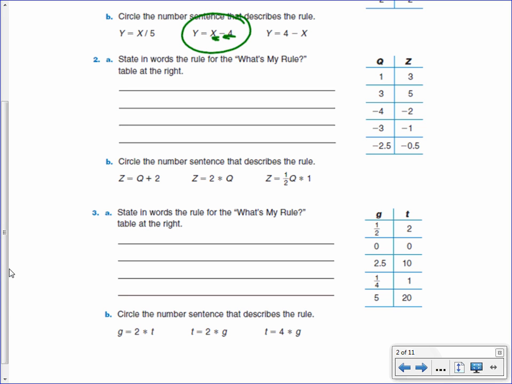How about number 2? You start out with q. You're going to z. What are you doing every single time? What's happening? Adding 2? Yes, you are adding 2 to what? What are we adding 2 to? Q, right? Because you're starting out here and you're adding 2 to Q to end up with Z.